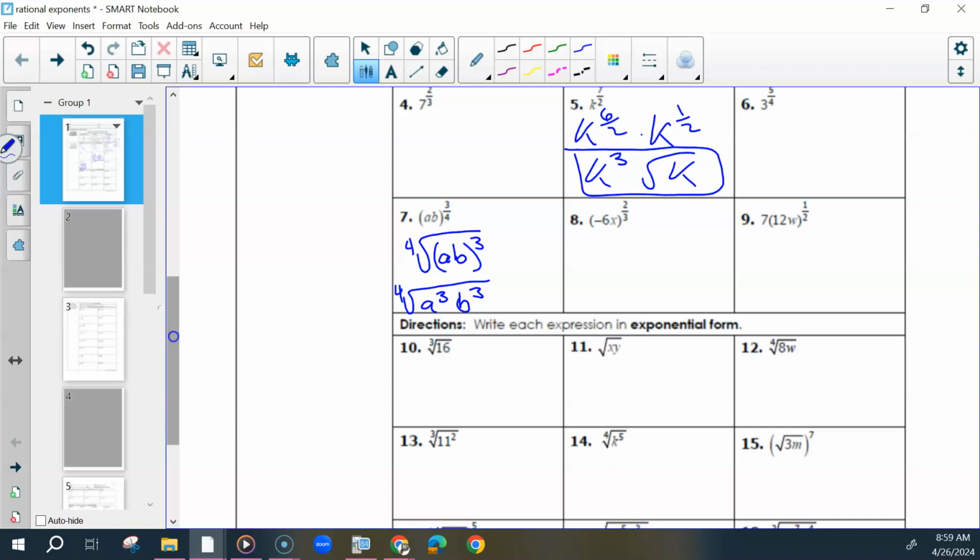Questions so far? How would we write number 9?